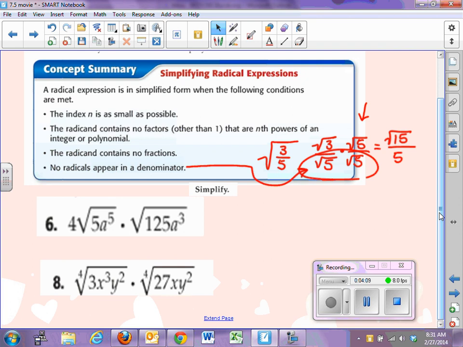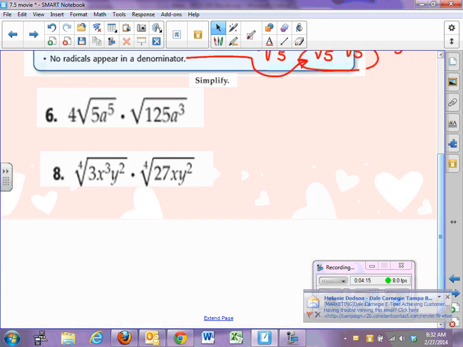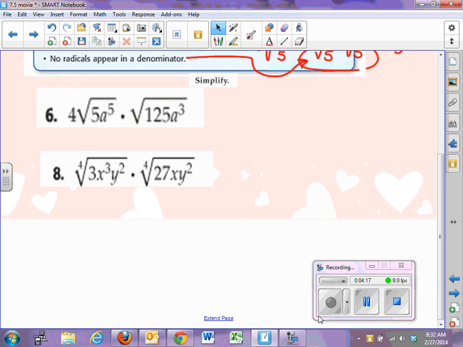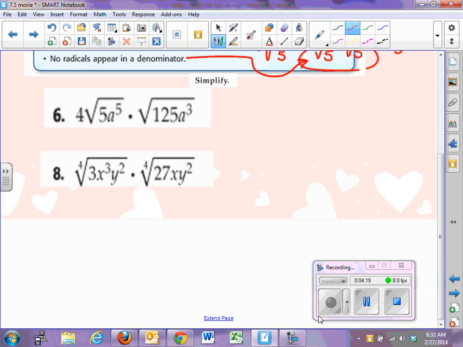So let's look at number 6. They ask us to simplify. Okay, what I'm going to do first is combine them into one radical. Now go ahead and write the problem. Let me pause for just a second. I'm doing number 6. 4 radical 5a to the 5th times radical 125a to the 3rd.